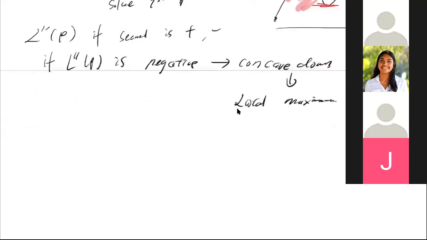Is my internet lagging? Yeah, the screen is frozen. Let me restart the screen.